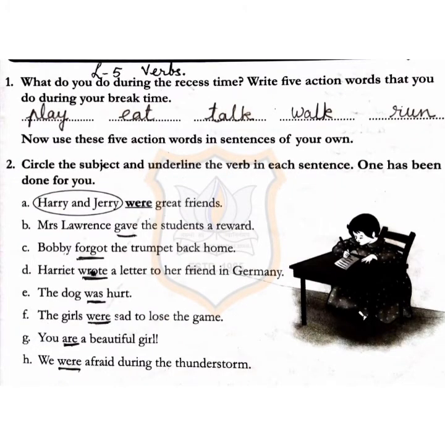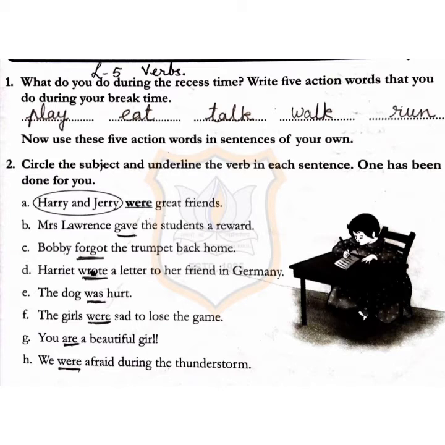Now, in the first exercise, you have to write things that you do in recess time. For example, you play, you eat, you talk, you run, that you have to write down. Now, in the second exercise, you have to circle the subject and underline the verb. One has been done for you.